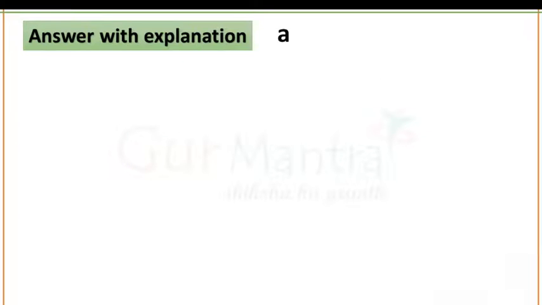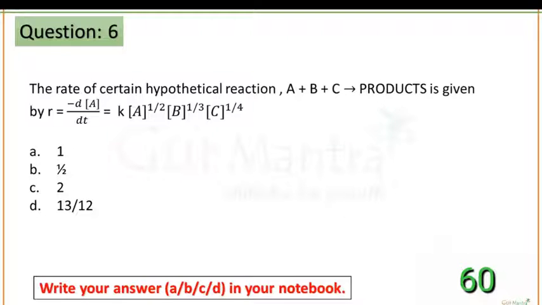Next question. The rate of a certain hypothetical reaction A plus B plus C is given by R is equal to minus dA upon dt is equal to K A to the power 1 by 2, B to the power 1 by 3 and C to the power 1 by 4. You need to calculate the overall order for this reaction. Options are 1, half, 2 or 13 by 12.